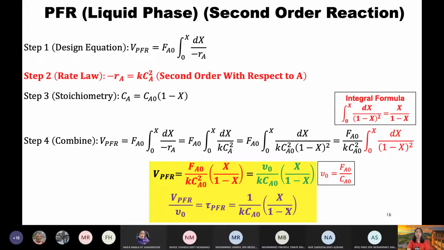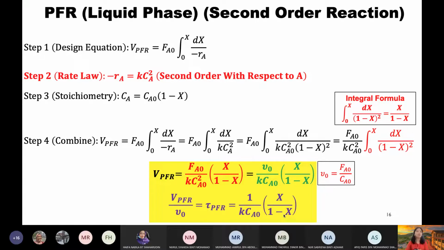Okay, so the third version, kenapa the third version? Third version nak cari space-time. Sama konsep, nak cari space-time pula. So kalau cari space-time, just remember the epsilon naught on the right is transferred to the left. So jadi volume PFR divided by epsilon naught, you get the tau, the space-time for the PFR. So on the right hand side becomes 1 per K CA0 in bracket X per 1 minus X. So you must also remember, tadi pun kamu dah draf space-time kan, tapi kamu perasan kamu draf dua space-time yang berlainan kan. Kenapa? Previous one was for rate law KCA. This space-time dah berubah sebab this space-time is for rate law minus RA equals to K CA square.